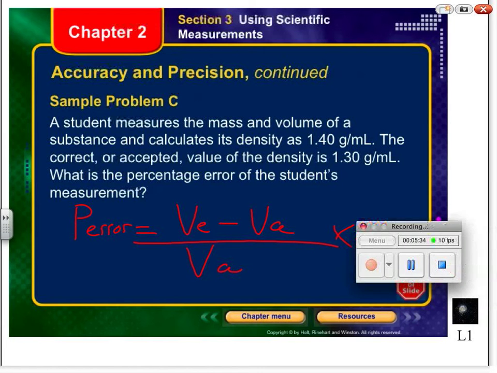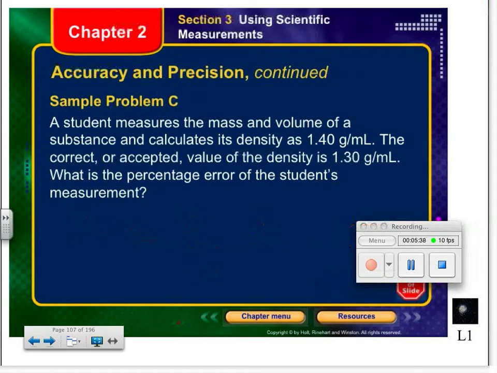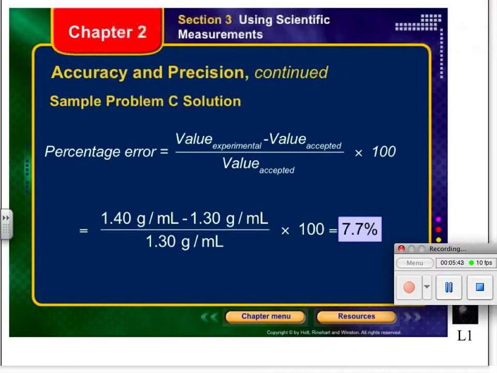All right, good students. One person came up with 7.14. Let's see what the pros came up with. 7.7. So, did you do the math like this? Yep. And what did your calculator come up with?